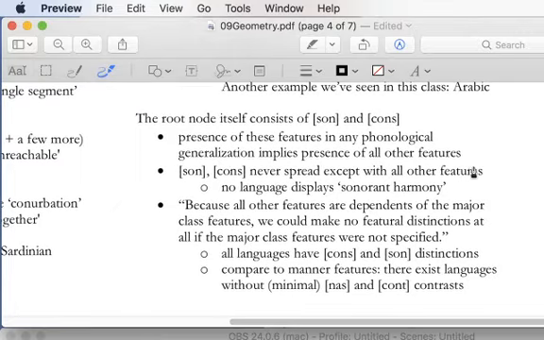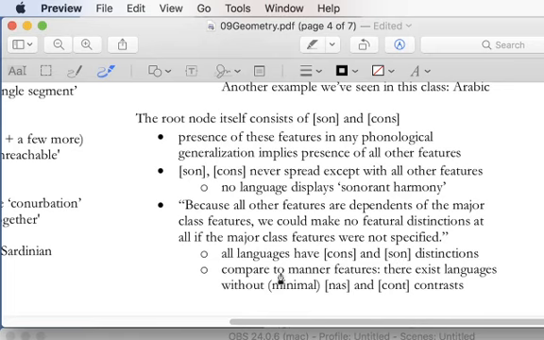McCarthy also says that because all other features are dependents of these major class features, that's what he calls these two features, we could make no feature distinctions at all if the major class features weren't specified. So the idea here is that in lexical entries, if you're going to specify some feature in the feature geometry tree, then everything above it in the tree also has to be specified. And so if you don't specify consonantal or sonorant, then you won't be able to make lexical contrasts for any other features, right? So the idea here is that all languages then have distinctions for consonantal and sonorant, right? So every language has a contrast between at least one sonorant consonant and at least one obstruent consonant, between consonants and vowels or consonants and glides and so on and so forth. Whereas not all languages have contrasts for every other feature.